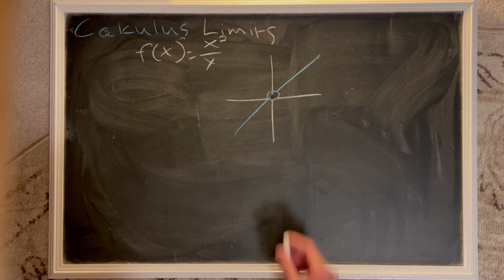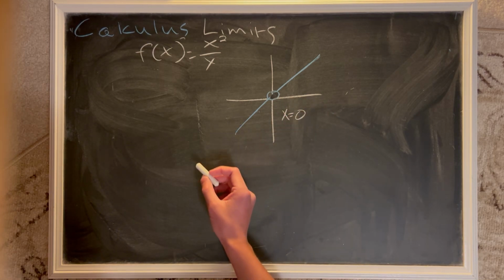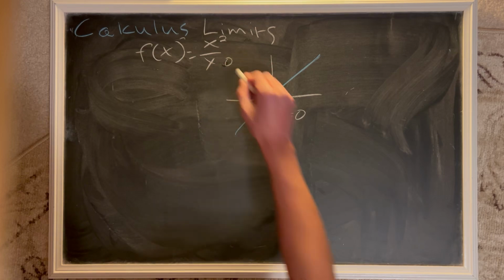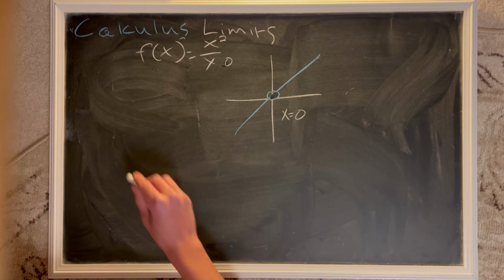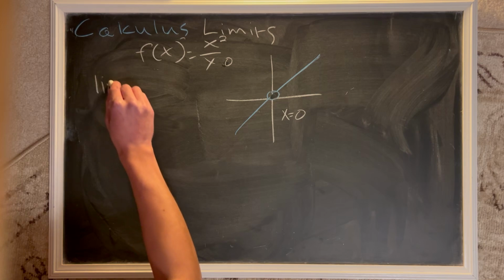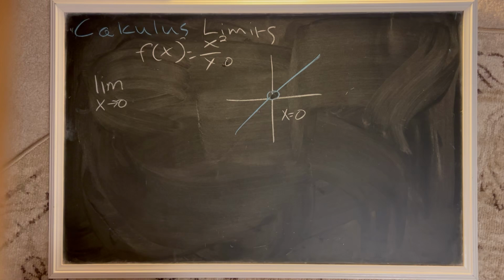And that's because this is at x equals 0, and when we plug 0 into this function, we get a 0 in the denominator. So that's actually not a possible value to find. But what if we do want to find that value? This is when we take the limit. So we write it as limit as x approaches 0. It doesn't equal 0 because that's not possible, but it approaches 0.